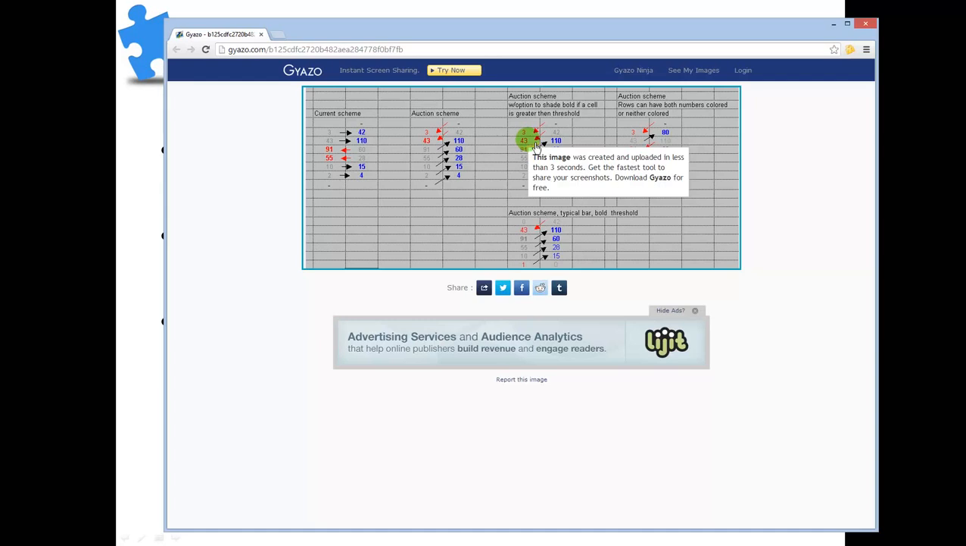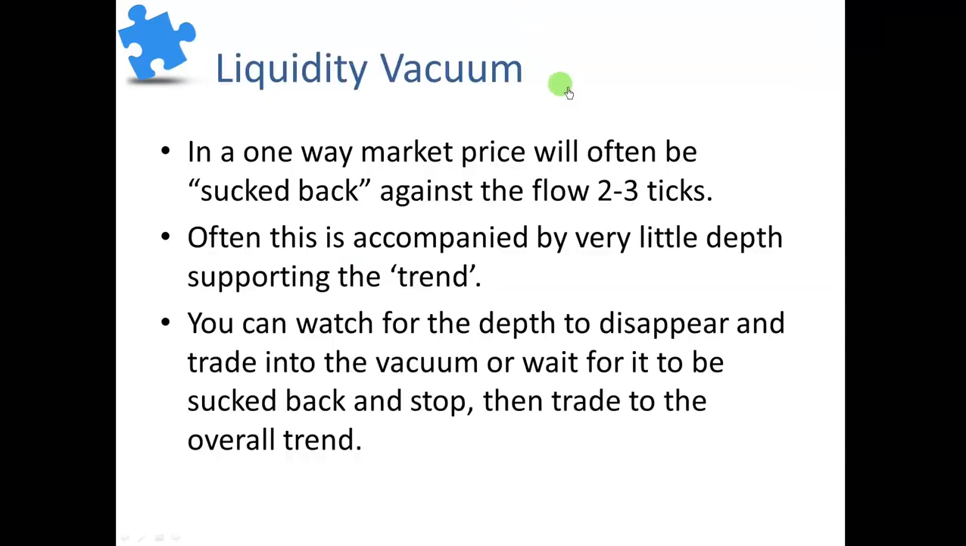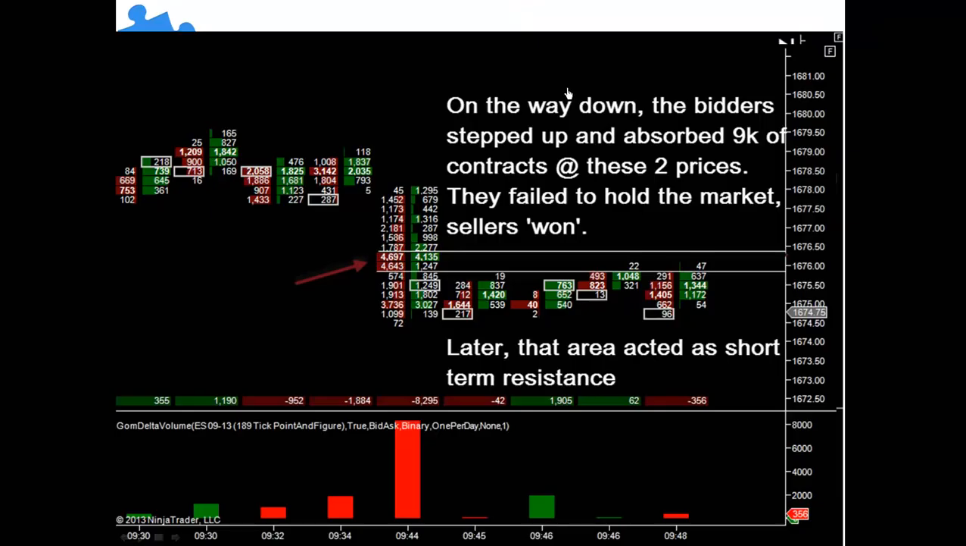All right, IJK has a question. Can you go over what you meant when you talked about twice the sellers as buyers and market not moving?